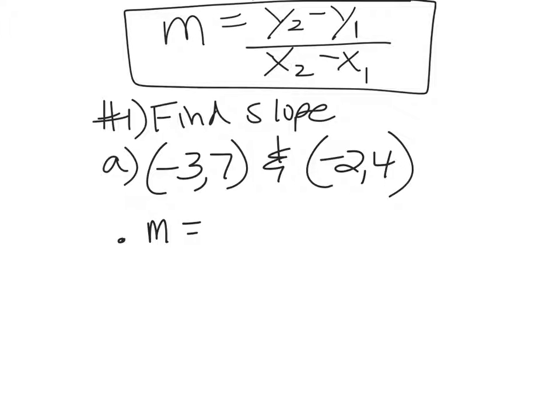CMC and Warrior. Okay, here we go. So we're going to take the y's. I like to start over here with the second y. We're going to go 4 minus 7 over -2 minus -3.